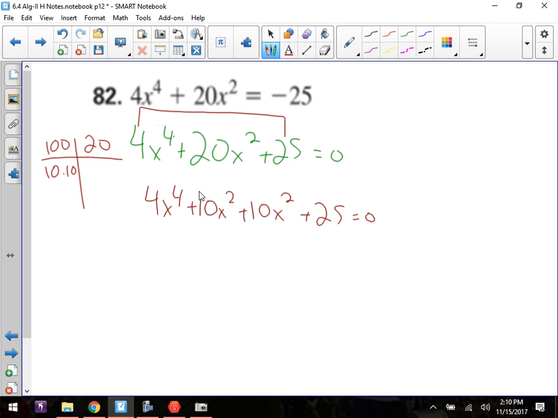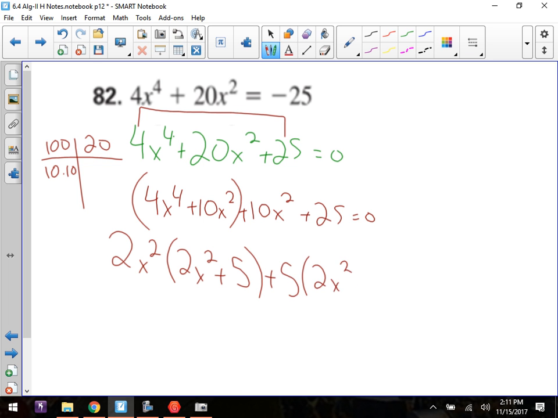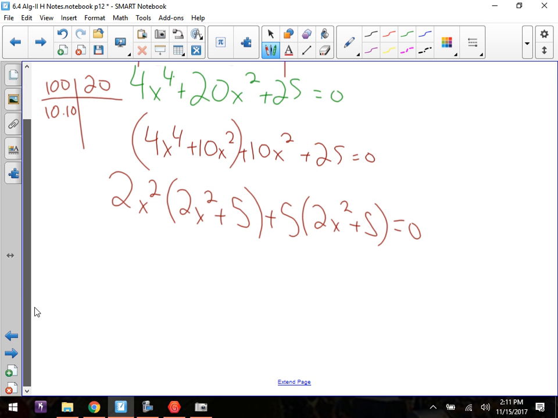And then you just go via GCFs here. If I go GCFs, I get 2x squared. I'm left with 2x squared plus, what was that, 5? And then on the other one, I take out a 5, and I have a 2x squared plus 5. Then you get 2x squared plus 5, and a 2x squared plus 5.